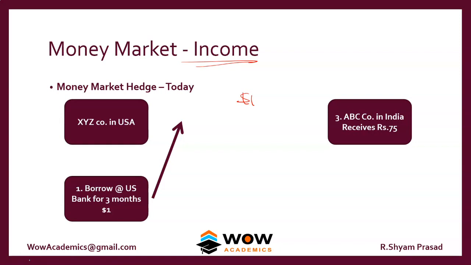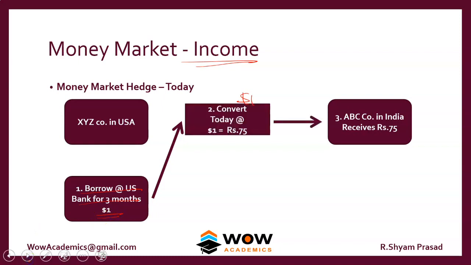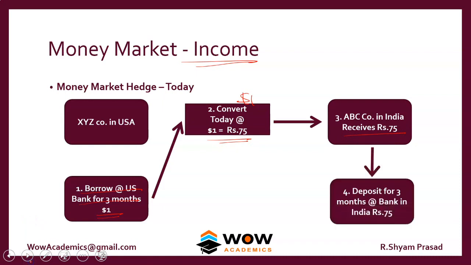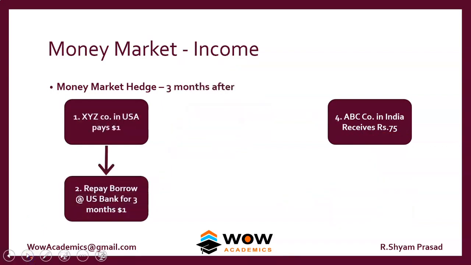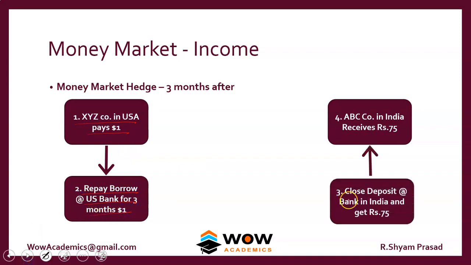So what we do is we go to a US bank, we borrow for 3 months time, the $1. That $1 is converted today itself at 75 rupees worth, and the Indian company has received that 75 rupees. This 75 rupees is deposited in an Indian bank for 3 months. After 3 months, what would happen is the American company pays $1. With that $1, we close the loan that we have taken in the US country, and we'll also close the deposit that we have made in the Indian country, and we'll get the 75.